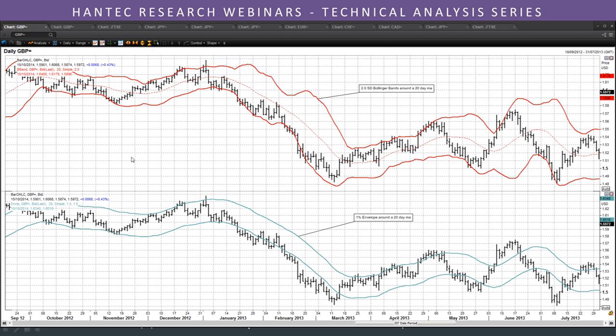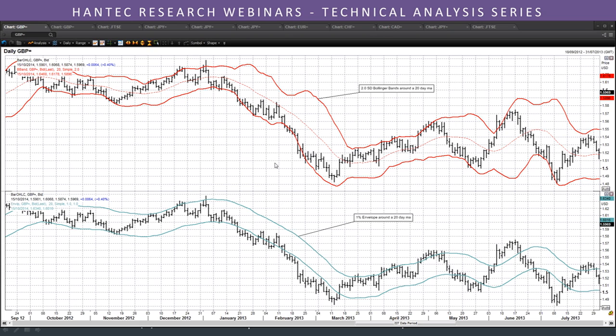Now, you can also use price envelopes as well. Price envelopes just use percentage moves around, again, a mean, and in this instance I've used again a 20-day moving average. Just for your information, the 20-day moving average with 2 standard deviations is the theoretical norm for Bollinger Bands.